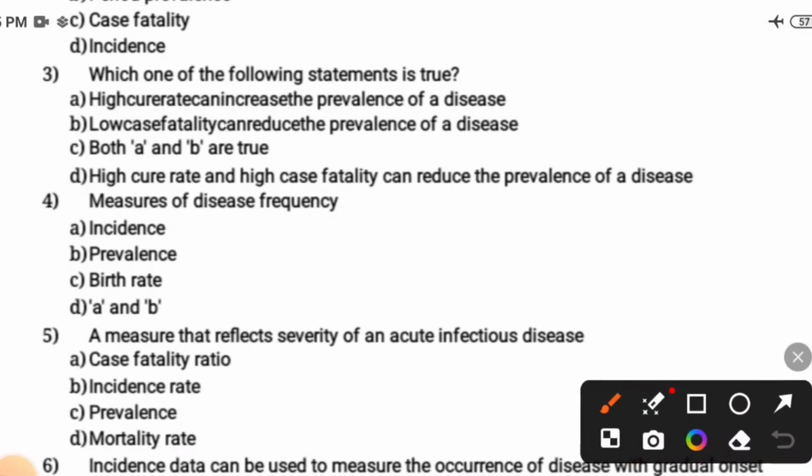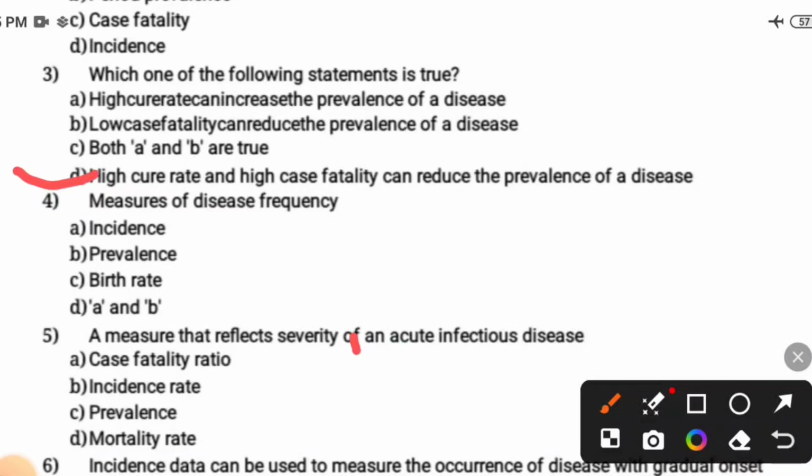Which one of the following statements is true? High cure rate can increase the prevalence of disease. Low case fatality can reduce the prevalence of disease. Both A and B. High cure rate and high case fatality can reduce the prevalence of the disease. So the answer here is D.